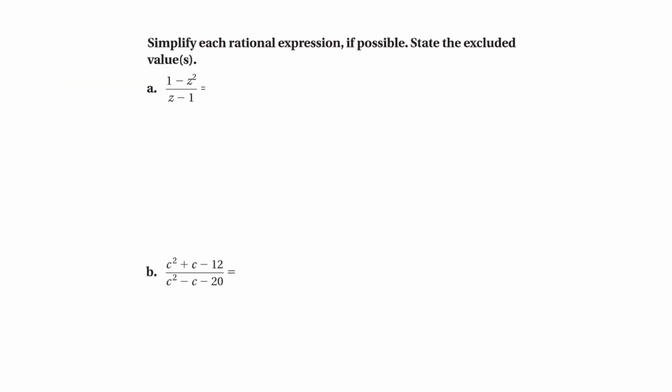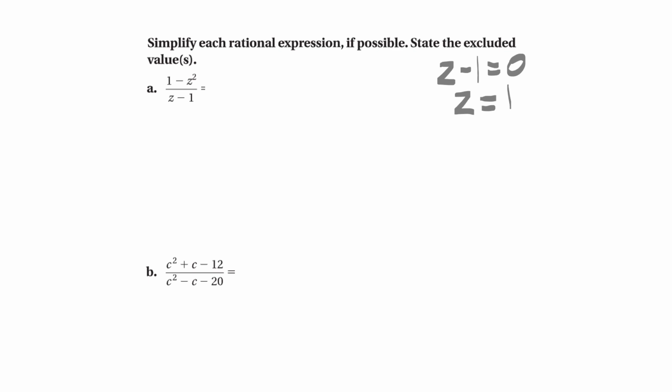Okay. Now we're going to get into some that have a little bit more complicated factoring. So again, we always start by stating our excluded values. So we look at our denominator, z minus 1 is equal to 0. So we know that z cannot equal positive 1. That is our excluded value.